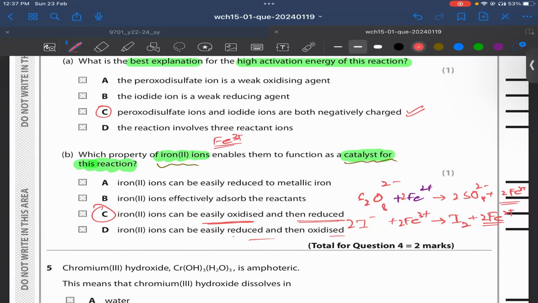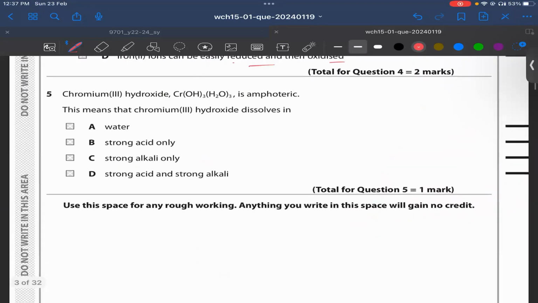Yes, okay. All right. Chromium hydroxide, this is the formula, is amphoteric. This means that chromium 3 hydroxide dissolves in, yes, what is amphoteric? Amphoteric means a substance can act as both an acid and a base. So that means it can be dissolved in strong acid and strong alkali, right? Yes. Yeah.